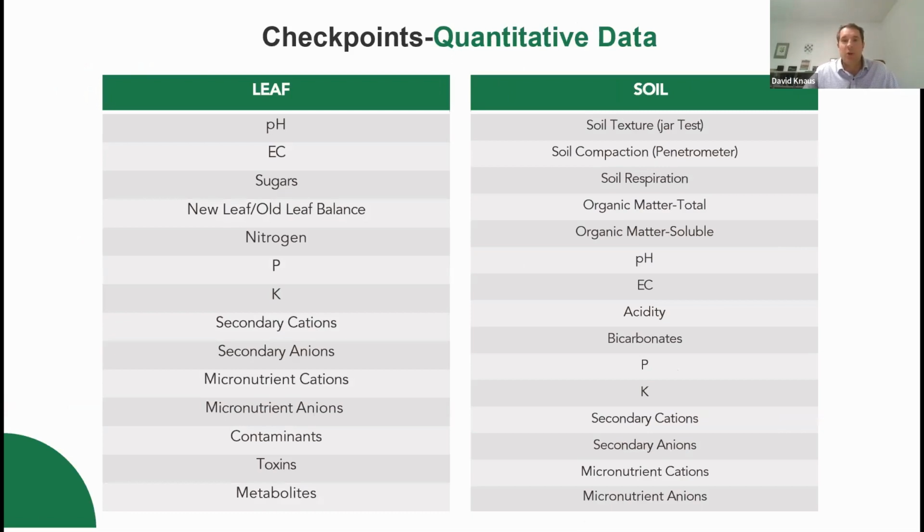A couple of different checkpoints along the way. If you're looking at leaf versus soil for your analysis, your jar test, your penetrometer, soil respiration, organic matter both total and soluble, acidity, bicarbonates, anions, cations, start wrapping your head around how those are impacting your crop. Work with a trusted advisor that has insight into this approach.